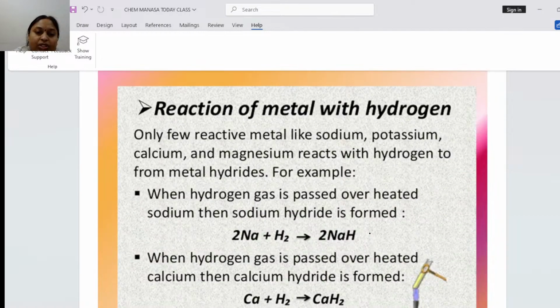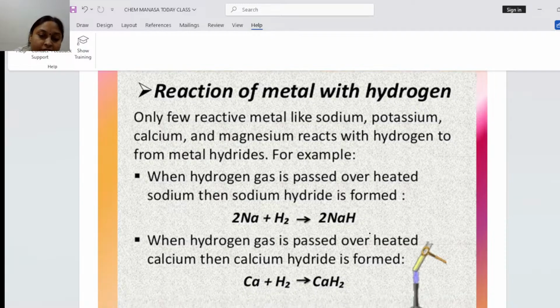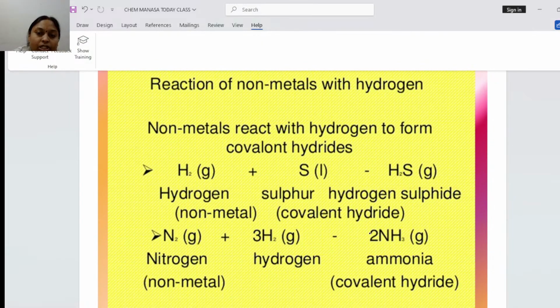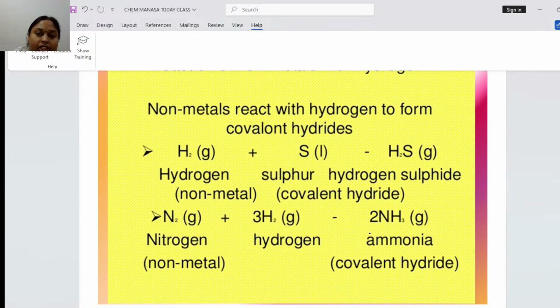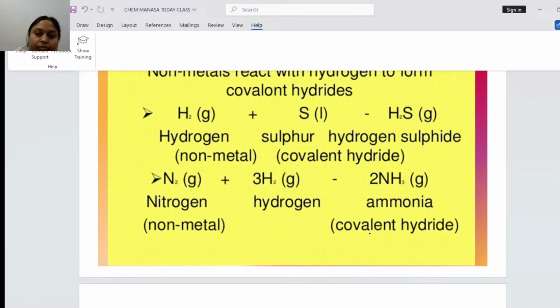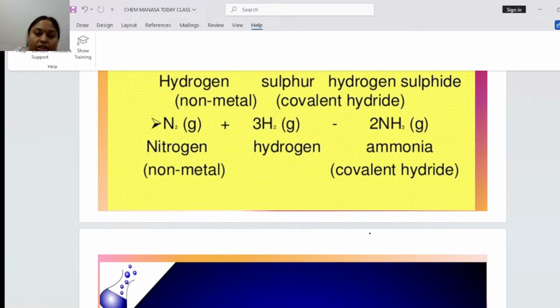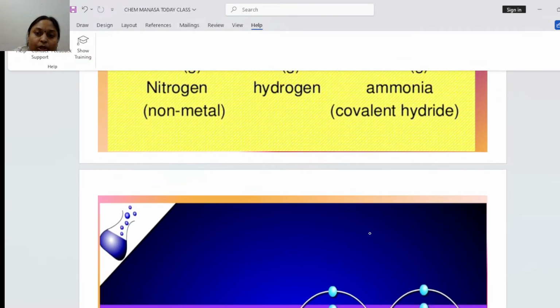So when metals react with hydrogen, we get the respective hydrides, like sodium hydride and calcium hydride. When non-metals react with sulfur, we get the respective hydrogen sulfide. When nitrogen reacts with hydrogen, we get ammonia. So here, this is about the covalent.